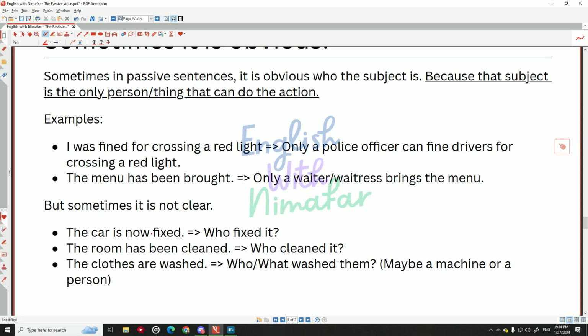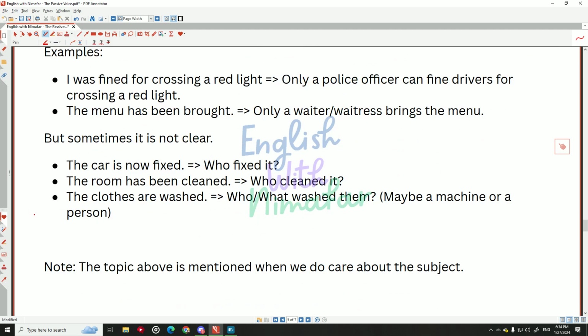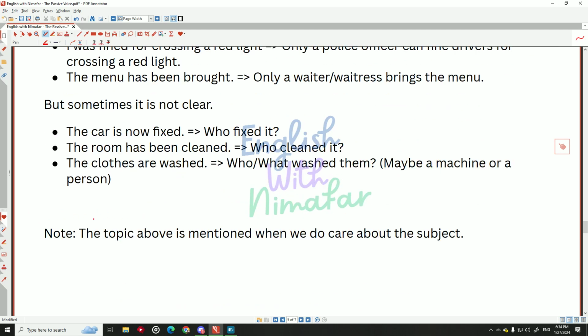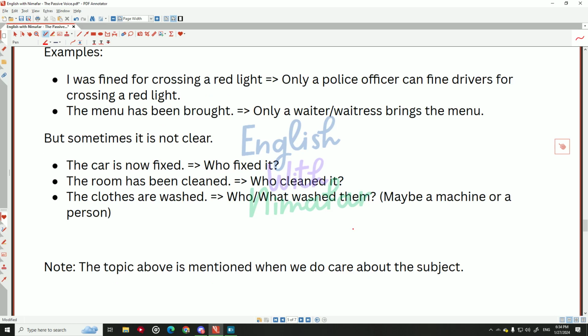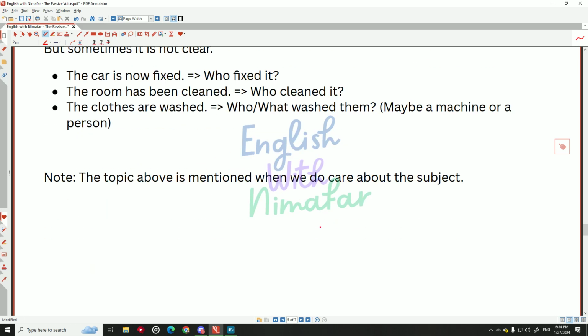So it depends. But sometimes it's not obvious. To make it more obvious or clear, we can say by someone. But sometimes it's pretty obvious, and it's pointless and meaningless to mention the agent there. The topic above is mentioned when we do care about the subject. You know, number two of the reasons: when you don't care, when it's not important, you forget that. If it's important and if it's not obvious, then you can mention it. Okay?